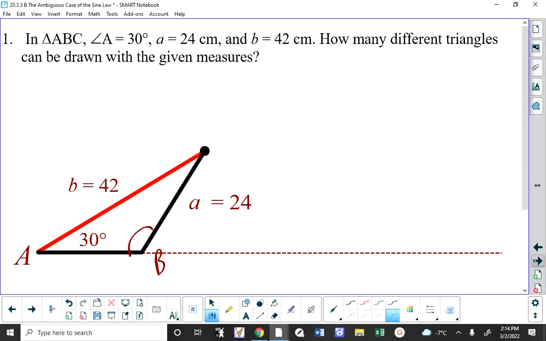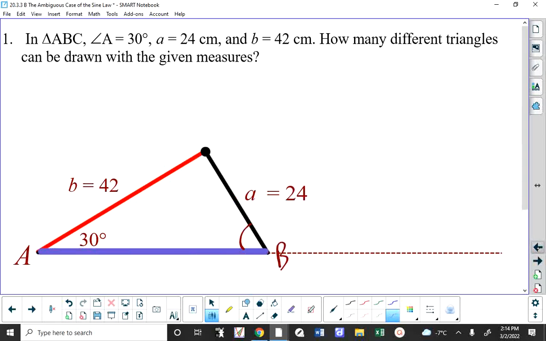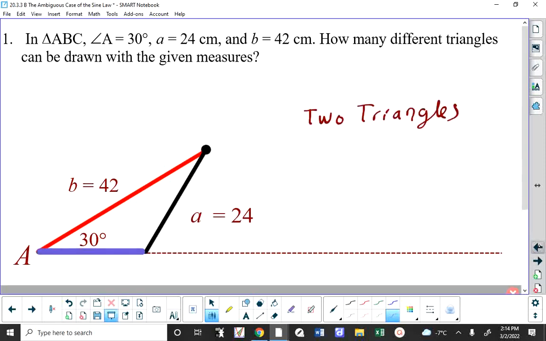Now, I have a different question for you. So you've got them both drawn. You've got the answer to the question that there are two triangles. I have a question for you. Is it possible that I gave you angle A, side B, and I give you a different length for side A so that there's no triangles? Could I get no triangles if I changed the length of side A?